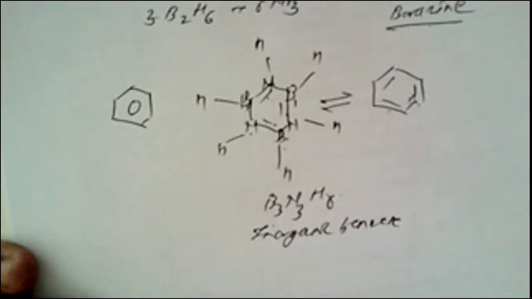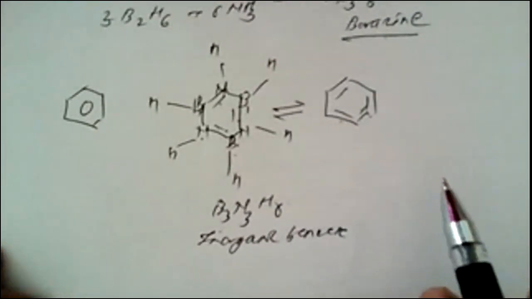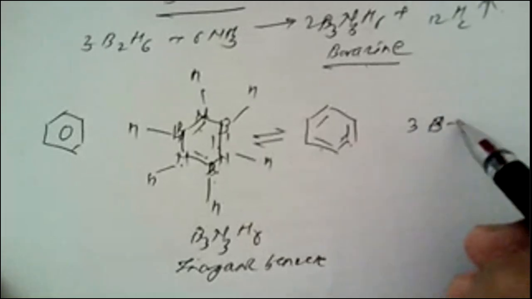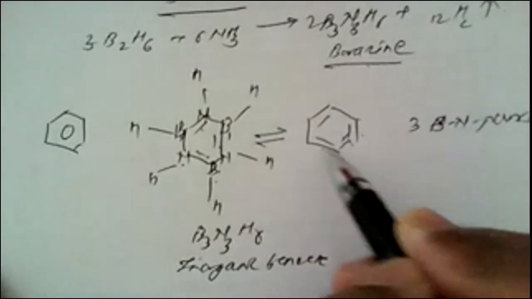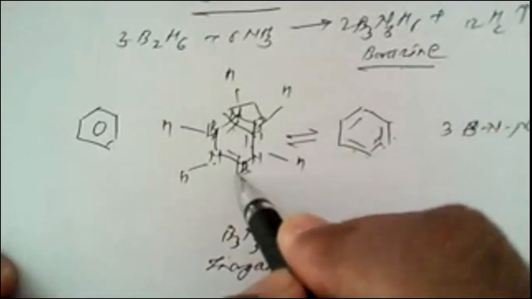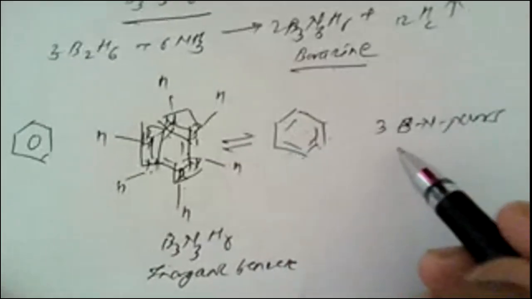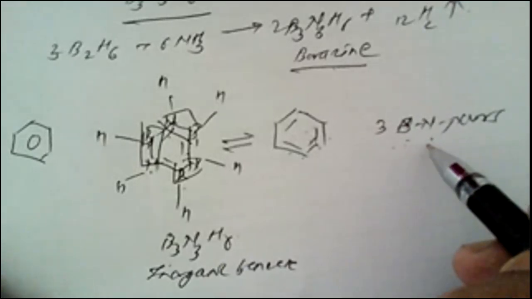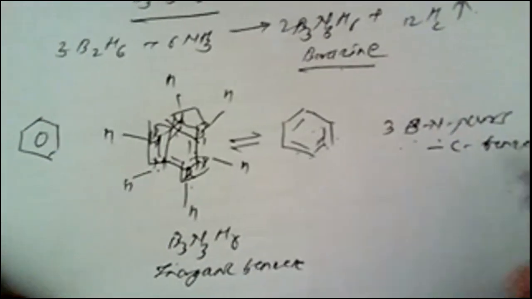Now, in borazine, the 6 carbon atoms of benzene are replaced by 3 boron-nitrogen pairs. So here carbon atoms are there in case of benzene, but here boron-nitrogen first, boron-nitrogen second, and boron-nitrogen third. So 3 boron-nitrogen pairs replace the carbon atoms present in benzene.